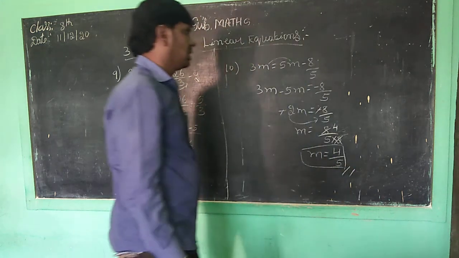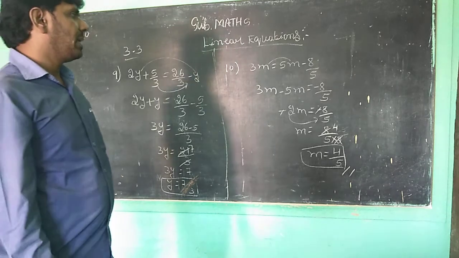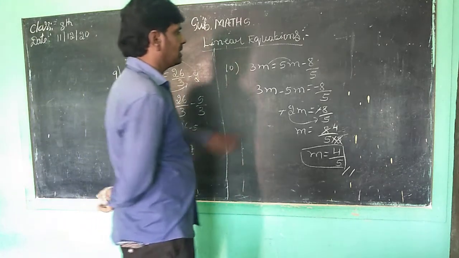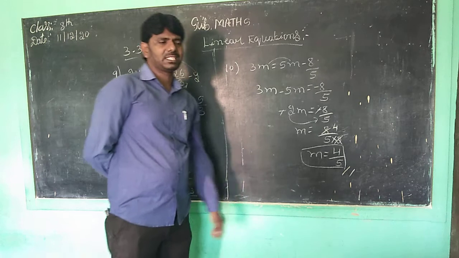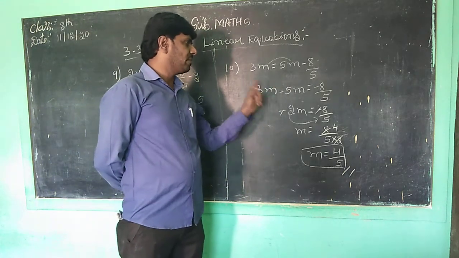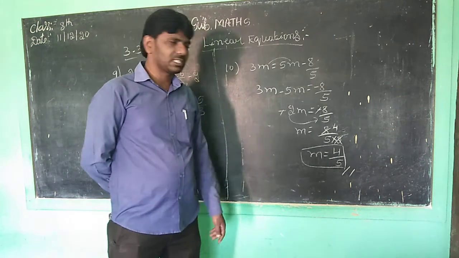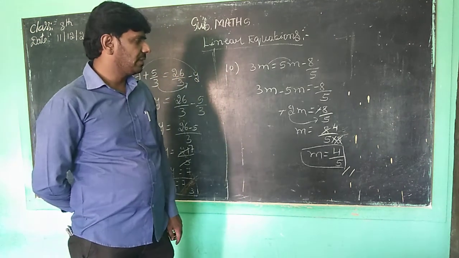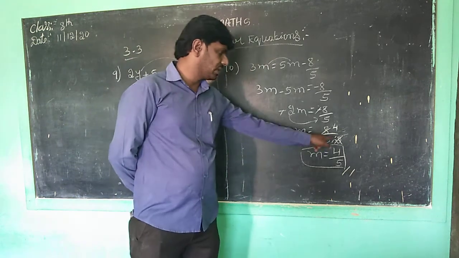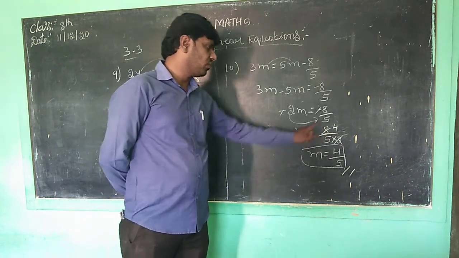This is the question. 3m is equal to 5m minus 8 by 5. 3m, this 5m will transport into the left hand side, is minus 5m is equal to minus 8 by 5. Minus 5m plus 3m is equal to minus 2m is equal to minus 8 by 5. Minus minus will cancel. m is equal to 8 by 5 into this 2 will come to denominator. 2 1s are 2, 4s are 8. m is equal to 4 by 5.